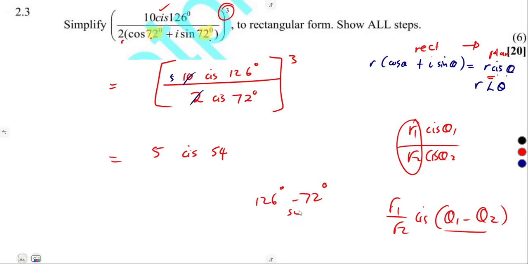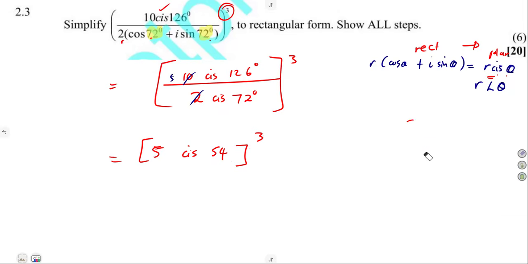So that's 54 degrees being raised to the exponent of 3, as we are given. So remember, from De Moivre's theorem, if we are given something like r cis theta raised to the exponent of n, r is going to be raised to the exponent of n, but the angle is going to be multiplied by n. So r to the exponent of n, that's 5 to the exponent of 3.